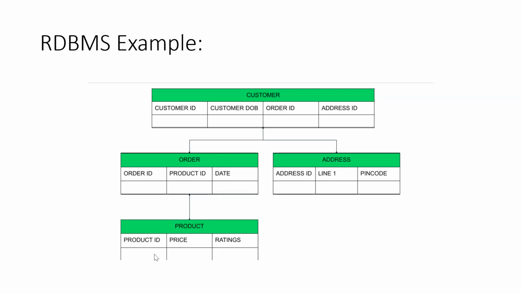Now think, in the product table, product ID should always be unique. So in the product table, product ID is the primary key. And we are setting the relationship between the order table and the product table based on product ID. This is the common column between the order table and the product table. So we can set the relationship with the product ID, and now product ID is performing the role of a foreign key in the order table.